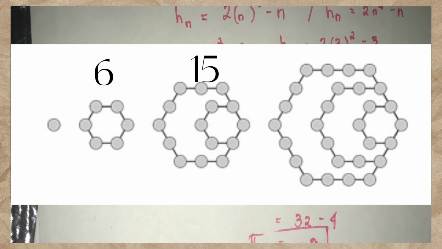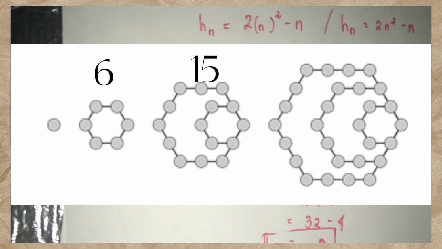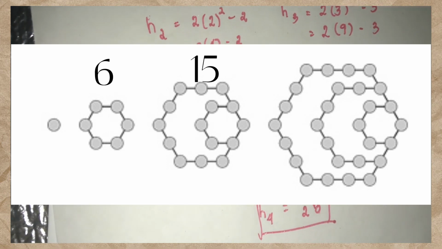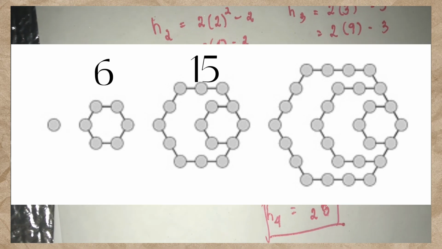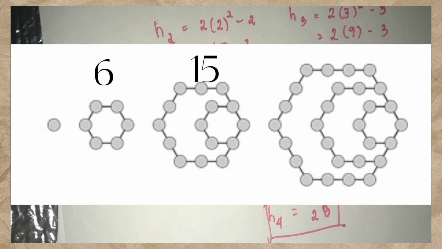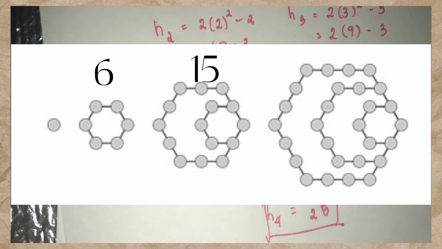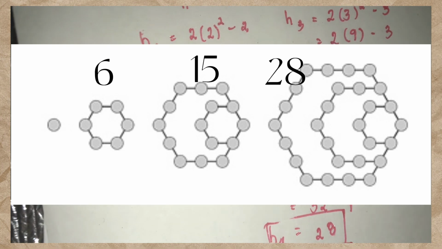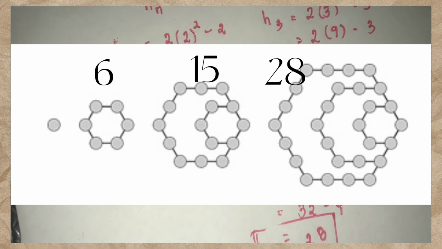And lastly, towards the last figure, let's check if my answer is indeed right. 1, 2, 3, 4, 5, 6, 7, 8, 9, 10, 11, 12, 13, 14, 15, 16, 17, 18, 19, 20, 21, 22, 23, 24, 25, 26, 27, 28. Alright. So just by counting the number of dots, I could say that my predictions are indeed correct.